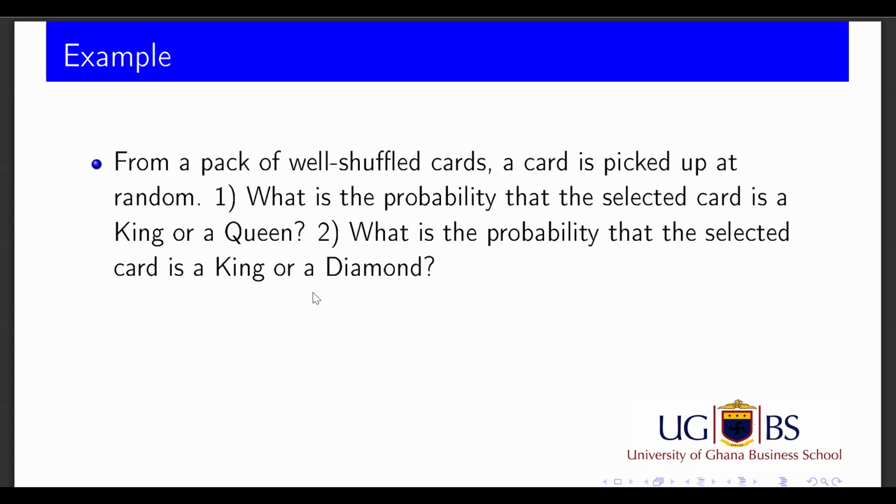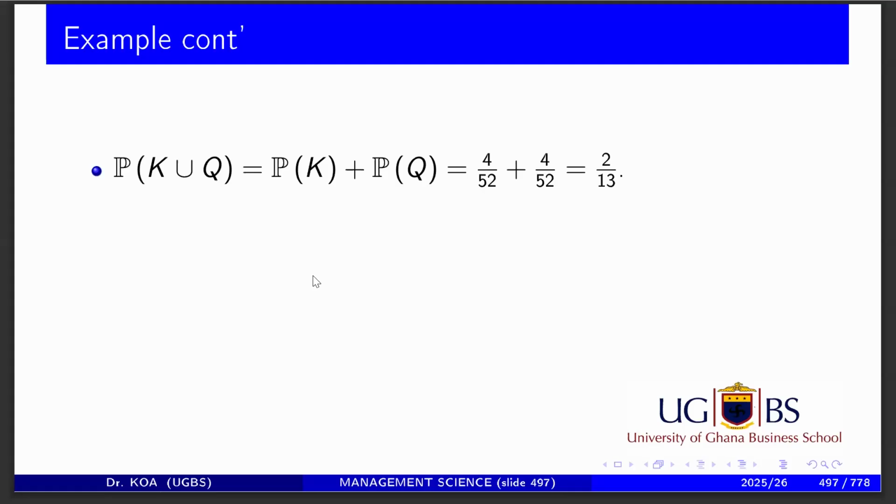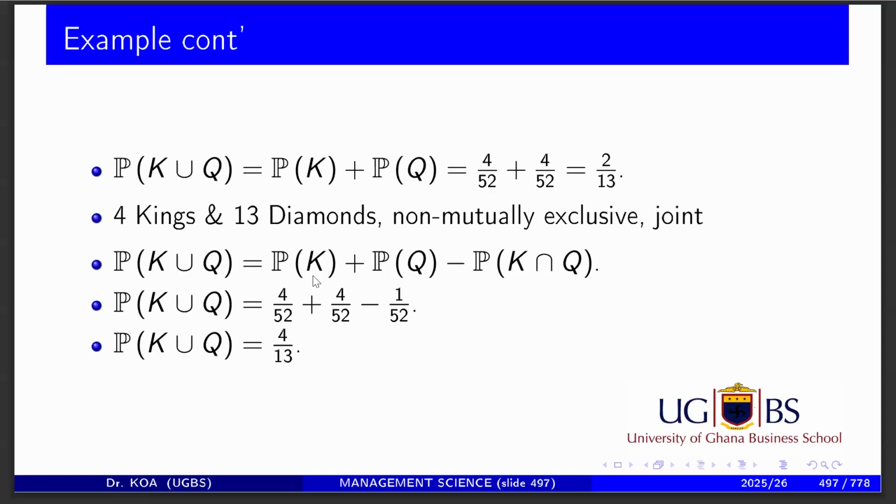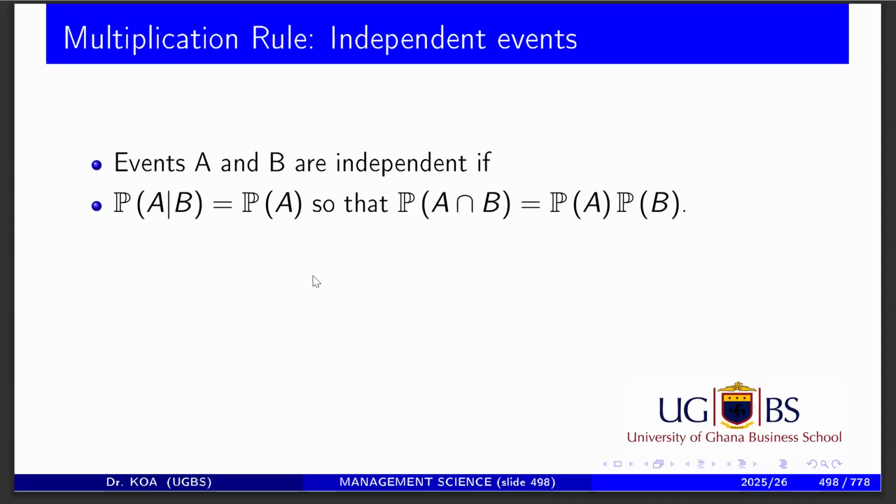So master these ingredients. These are your answers, 4 over 13. Guys, these are the basics of probability. We haven't reached anywhere. Let's move on. Let's look at independence.